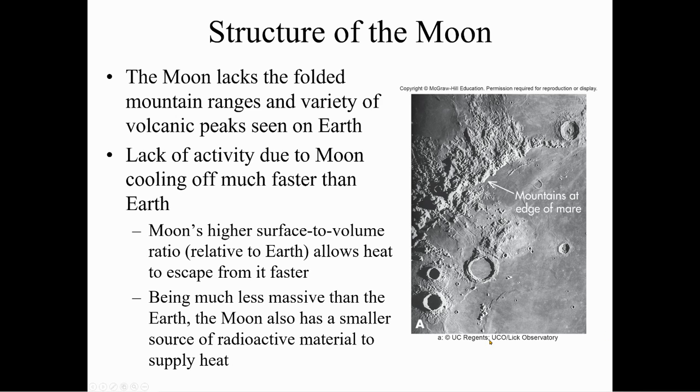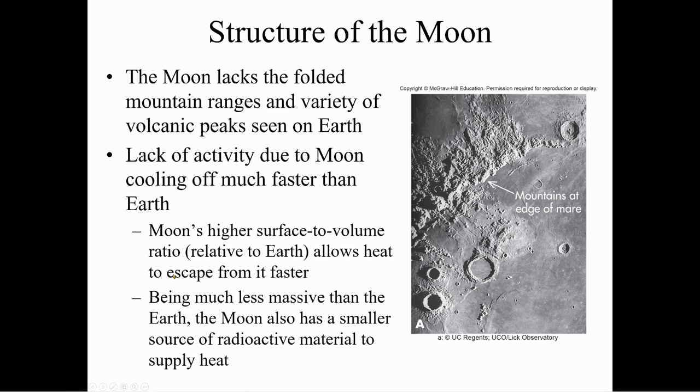All right, so let's take a look at the structure of the moon. This is 7.2, structure of the moon. The moon lacks the folded mountain ranges and the volcanic mountains that we have on Earth. It doesn't have plate tectonics. It cooled a lot quicker than the Earth did, and there are several reasons for that.